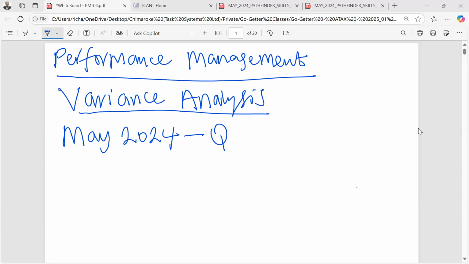Today, we'll be taking the topic variance analysis. Now, what is variance analysis? Variance has to do with differences. When things vary, we talk about variances. And so, why do we need to talk about variances? Sometimes what you plan to execute and what you actually execute are two different things.